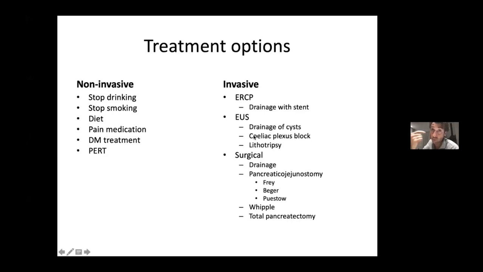EUS, you know, endoscopic ultrasound. So again, you get an endoscopy, draining of pancreatic cysts. You can do a celiac plexus block. Basically, it's just injecting anesthetic in the celiac plexus just behind the pancreas to give some pain relief. This is often not a long-lasting effect, and it's only 50% successful, and it only lasts for a few months.